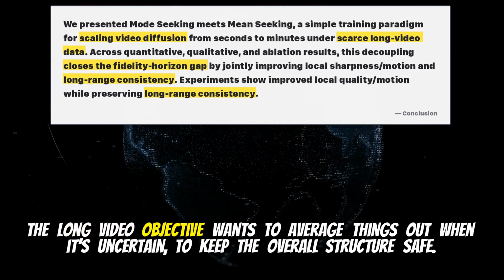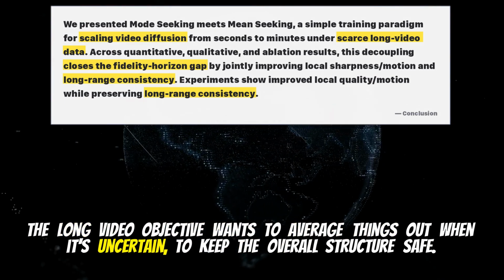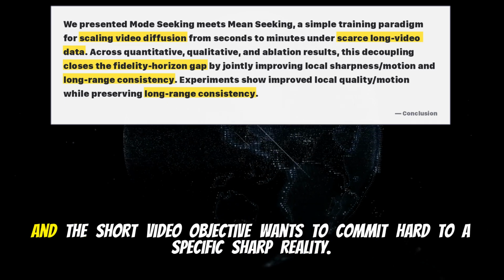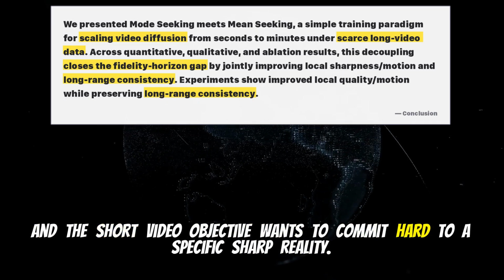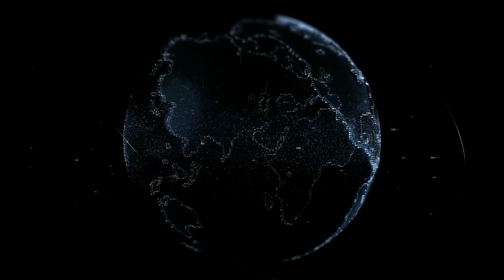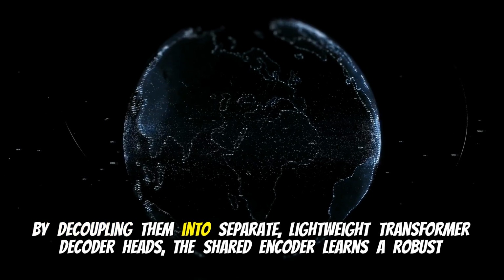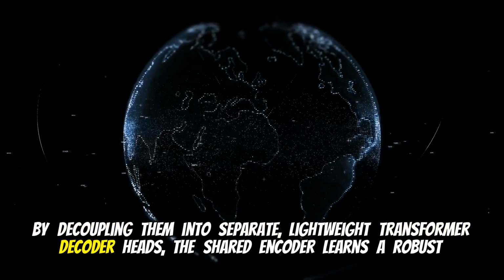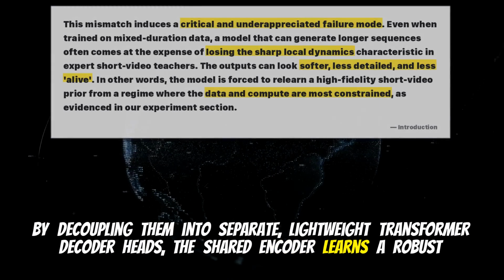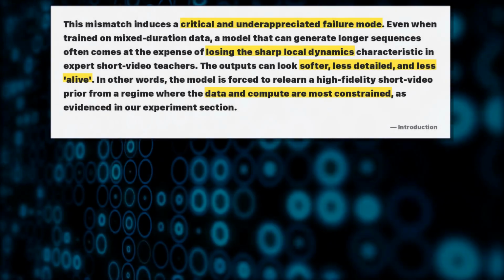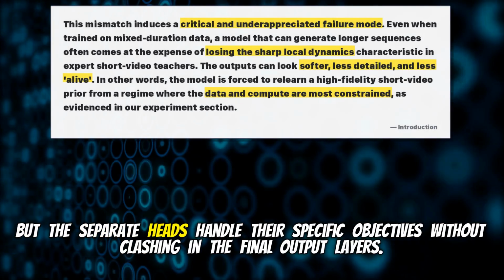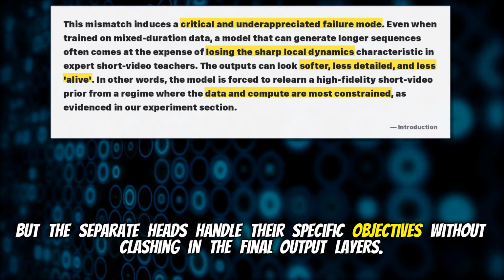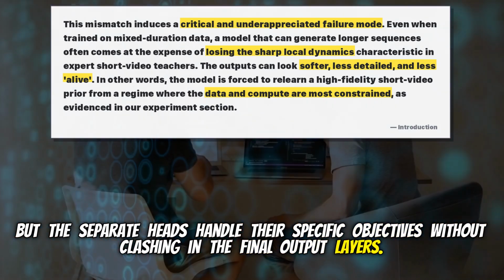The long video objective wants to average things out when it's uncertain, to keep the overall structure safe. And the short video objective wants to commit hard to a specific sharp reality. Exactly. By decoupling them into separate, lightweight transformer decoder heads, the shared encoder learns a robust foundational representation. But the specialized heads handle their specific objectives without clashing in the final output layers.